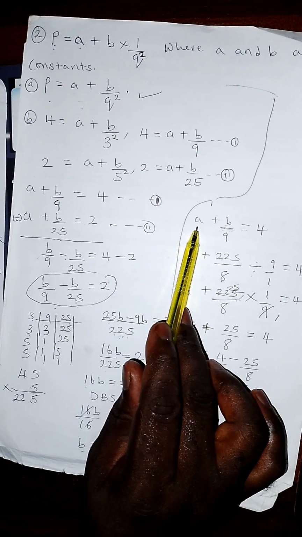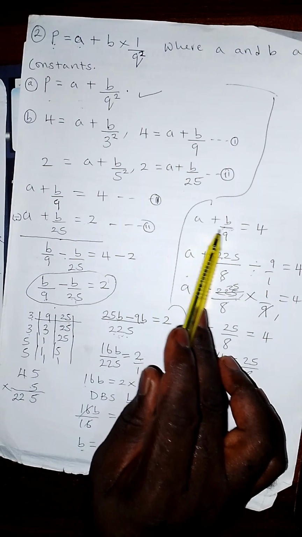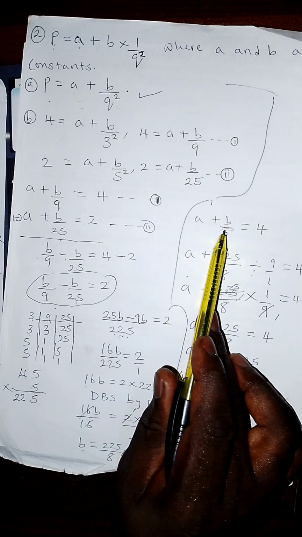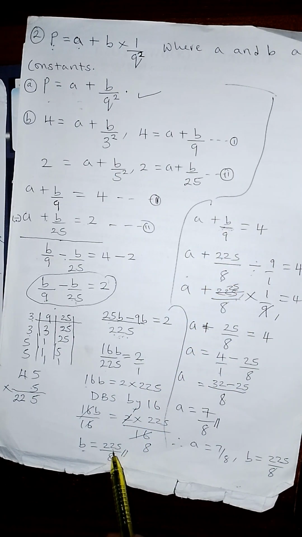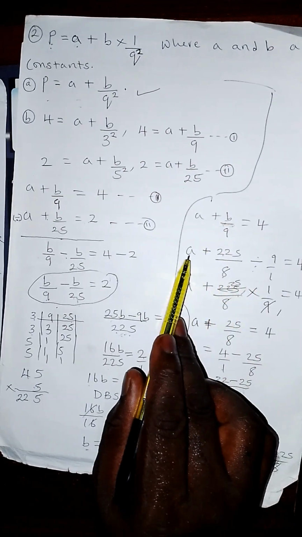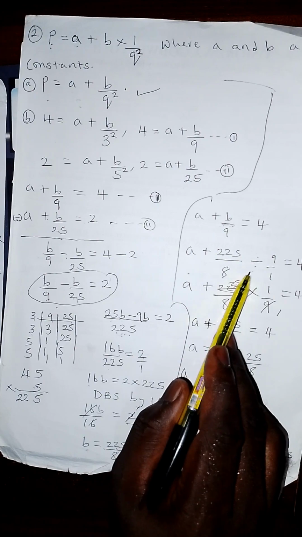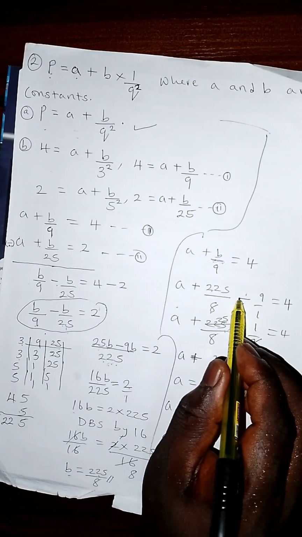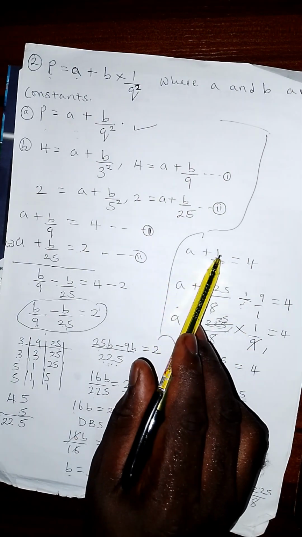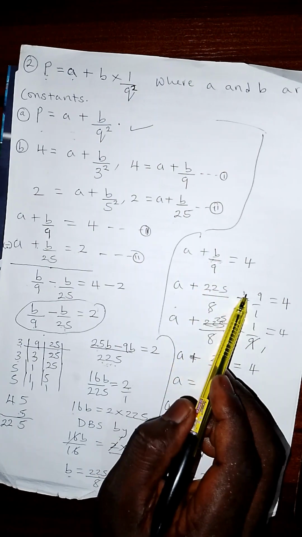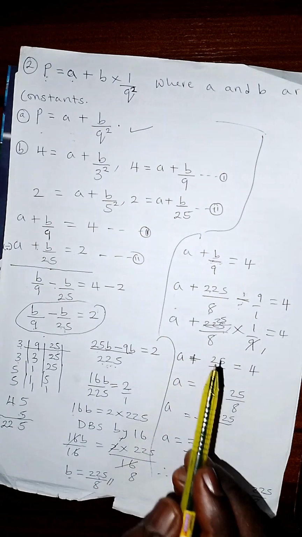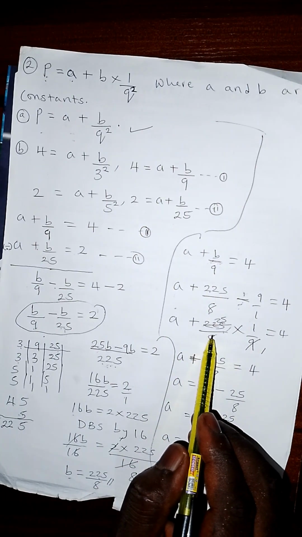So I came here and I have A plus B over 4 over 9 equals 4. And so in place of B, I'm going to substitute the value of B, 225 over 8. And look at what I did, A plus this over this. Then this division sign you're seeing here is exactly what is here. Look at it, B is this. Then this division sign is what you're having here, which is 9 over 1. And then I say A plus B. I'm actually simplifying it so that you will not have any issue to understand it.